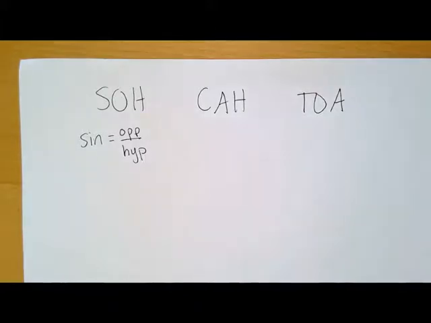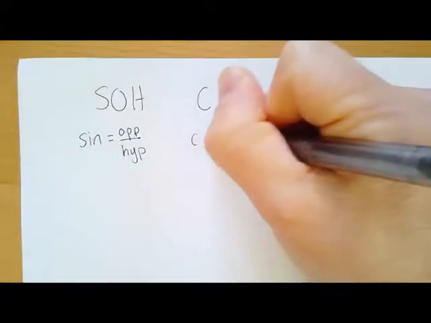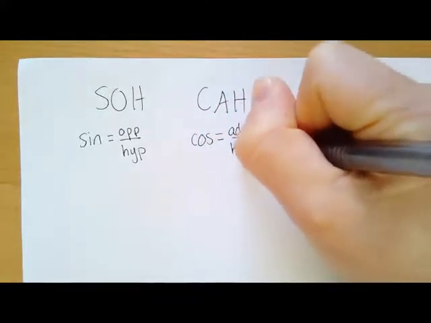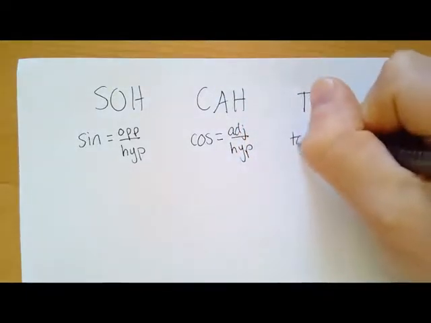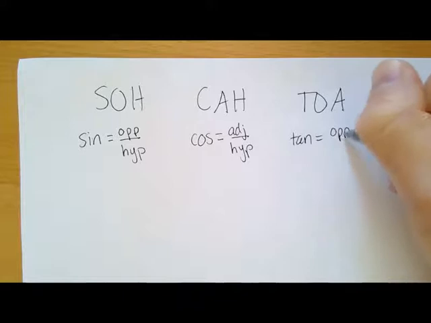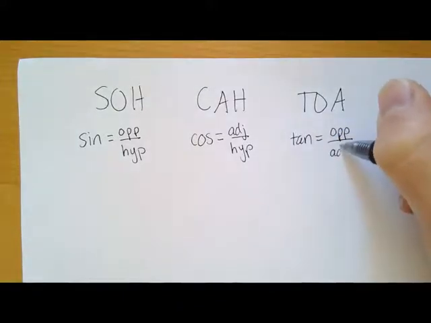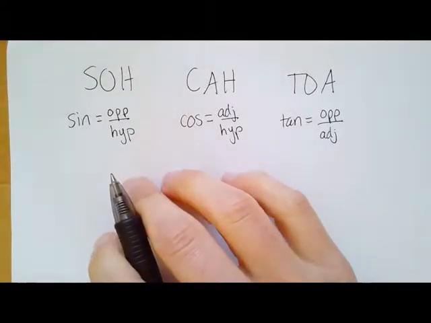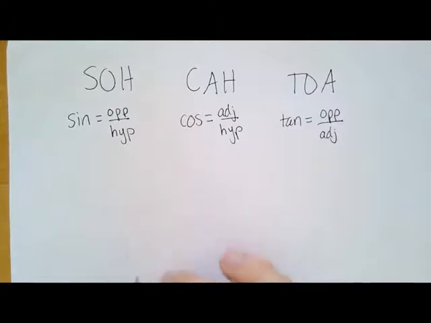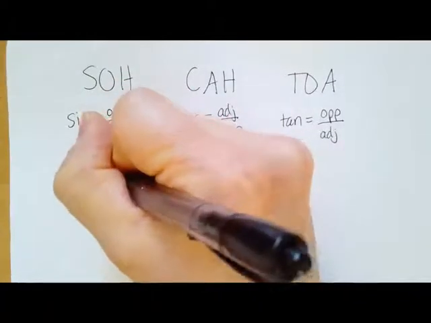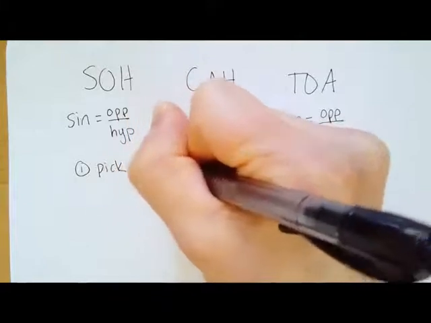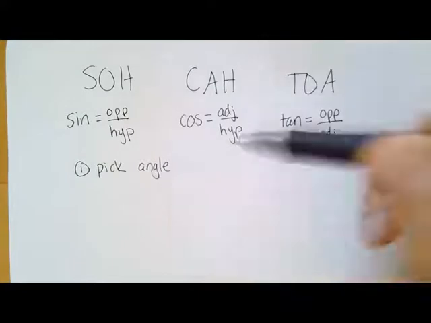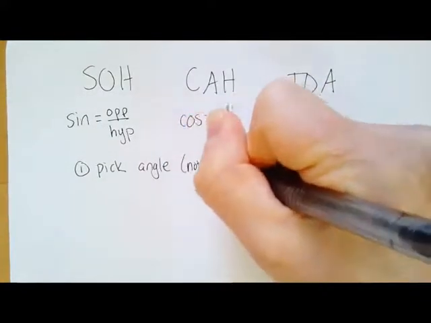A right triangle trig problem using SOH CAH TOA has a couple of steps, and I'm going to write those steps out. Step one is to pick an angle to work from. If you're looking for a missing side, you can choose any angle but not the 90-degree angle, so either of the other two. Step two is to label the sides with the hypotenuse, which is across from the right angle, the adjacent side, and the opposite side based on the angle you picked. Step three is to set up your ratio.